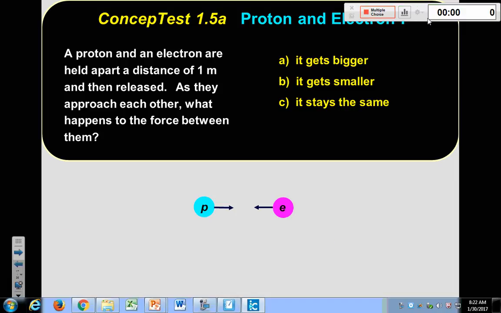A proton and an electron are a distance of 1 meter apart and then released. As they approach, what happens to the force between them?